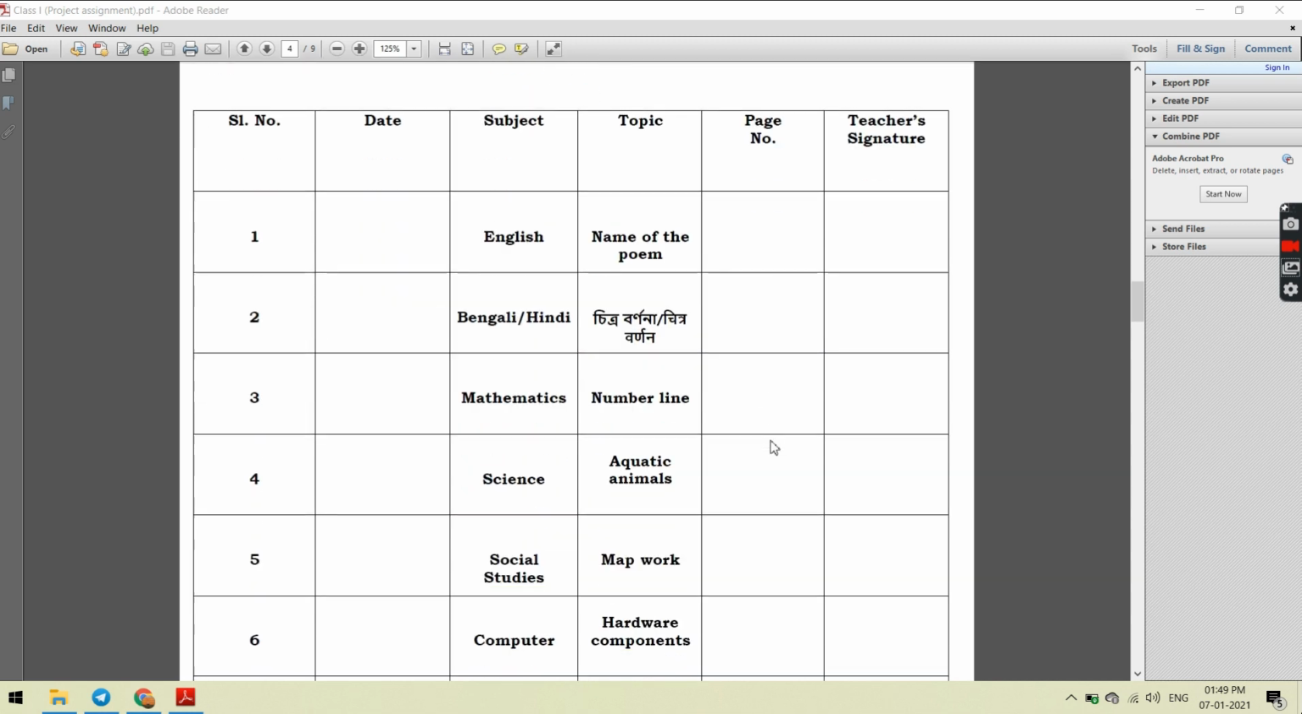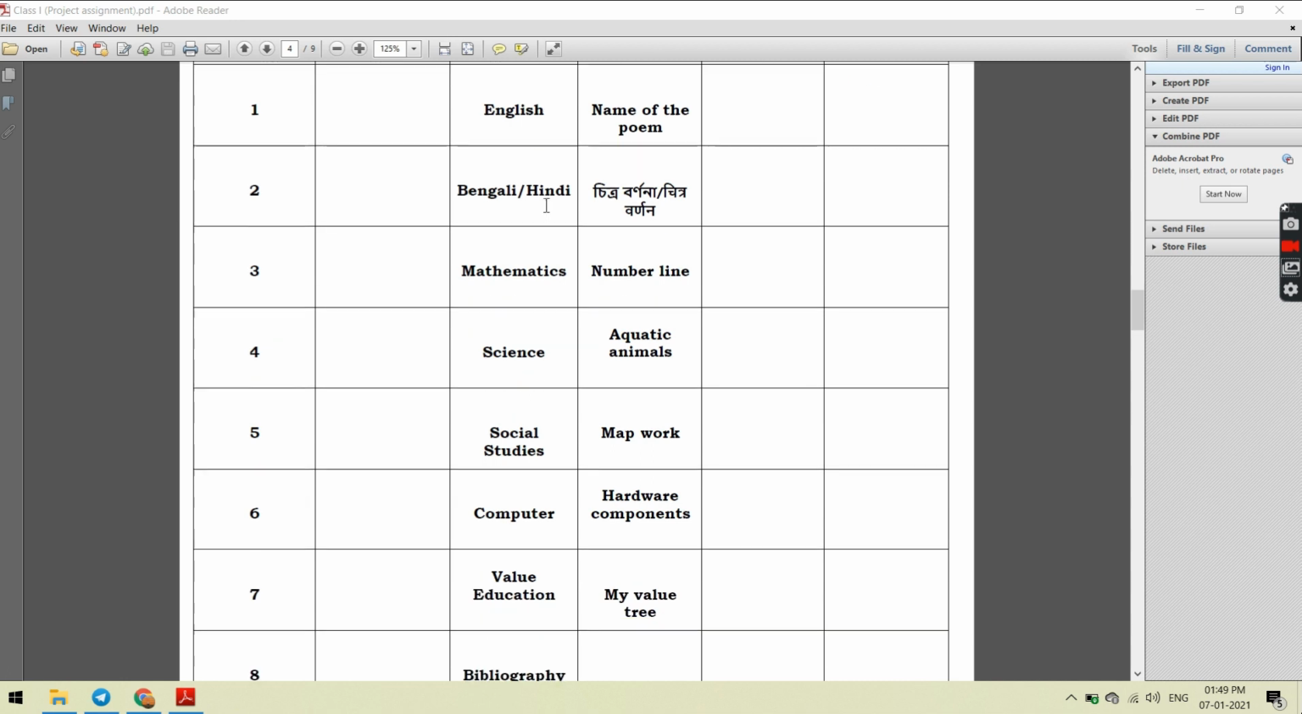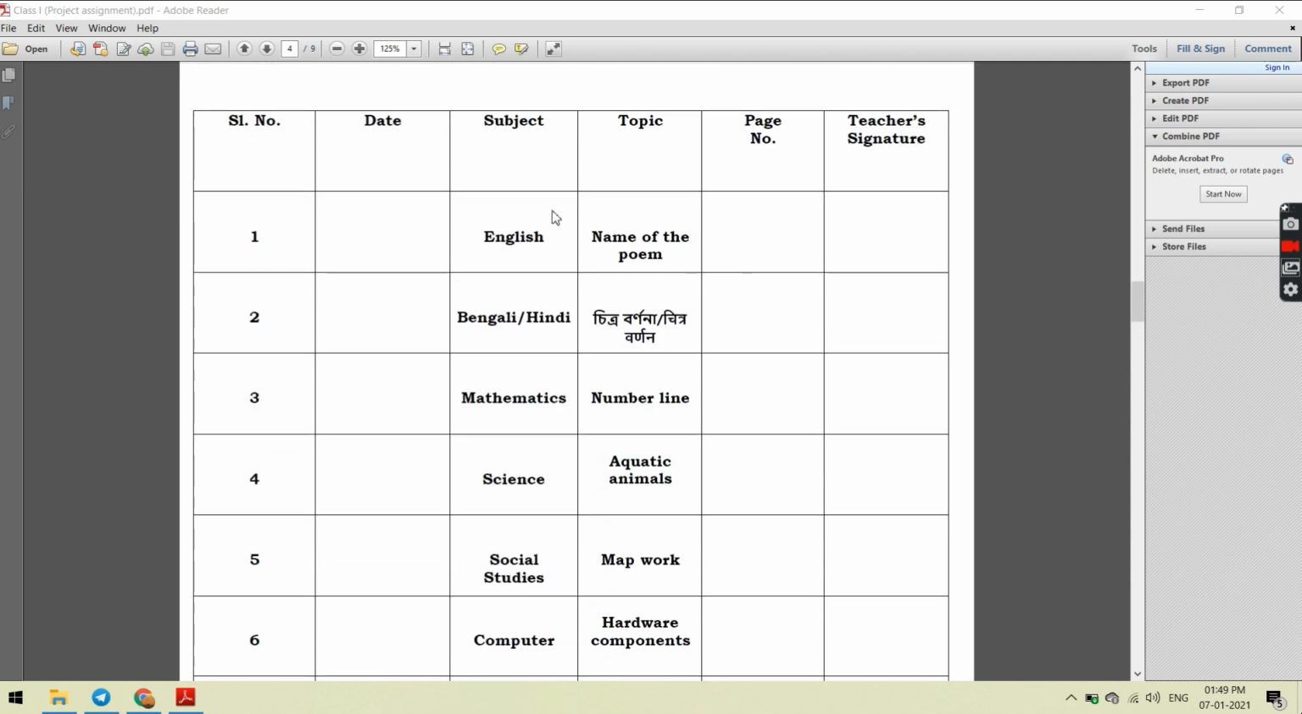Next, index. Make 6 columns: serial number, date, subject, topic, page number, teacher's signature. In serial number, write down 1, 2, 3, 4 and so on. In date, write down the date. In subject, write down the subjects as given in your PDF.